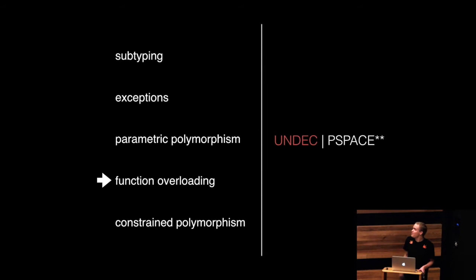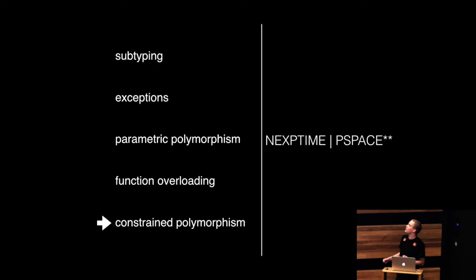Let's go one further. We need constrained parametric polymorphism, right? Well, that brings us from undecidable to non-deterministic exponential time. Not deterministic exponential time. If we had a Turing machine that was capable of running every possible path all at once, and then giving us the right answer, it still takes exponential time. That's how bad this problem is.